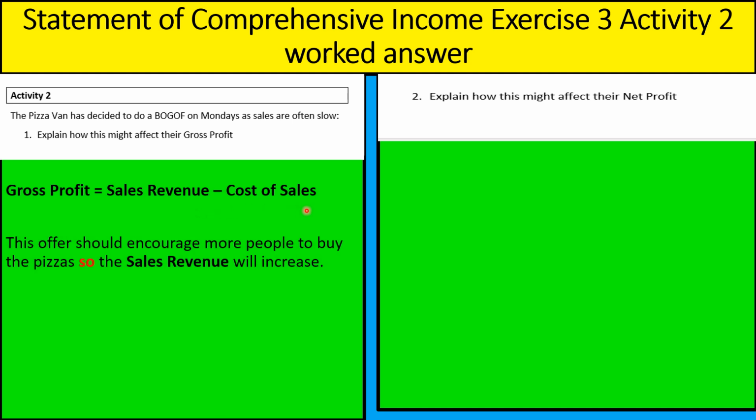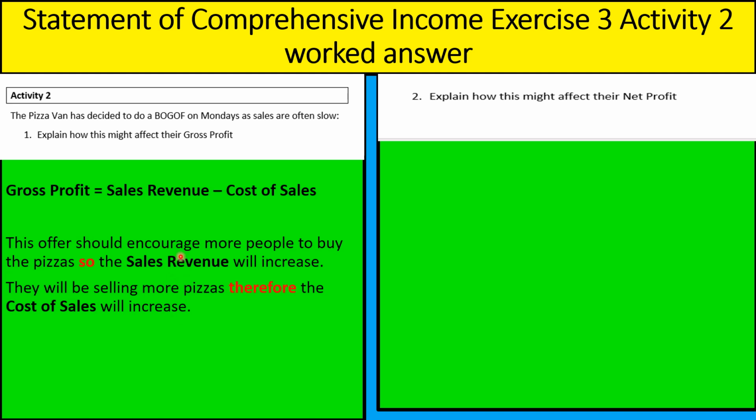So this offer should encourage more people to buy the pizzas. So that's my explain. The sales revenue will increase. That should be true. Number 2, they will be selling more pizzas. Therefore, my explain, the cost of sales will increase. They'll need to make more pizzas, so of course it will.